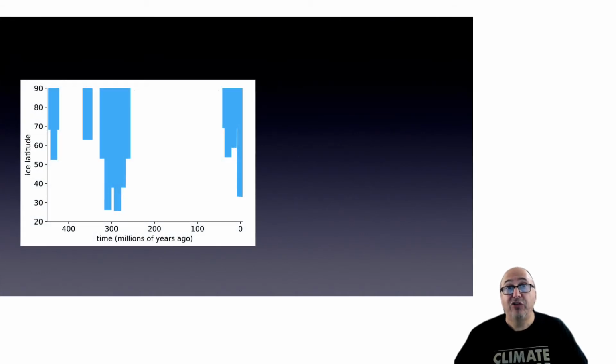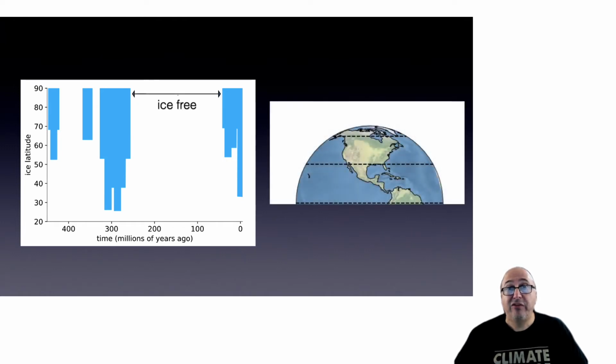This plot shows the lowest latitude that ice reached over time. We see that there were periods when the Earth was mostly ice-free. As the plot on the right shows, there's no ice anywhere on the planet. There were also periods when the Earth was mainly ice-covered. For example, 300 million years ago, ice extended from the pole to about 25 degrees latitude in the tropics. The right-hand panel shows approximately what the ice coverage would look like.